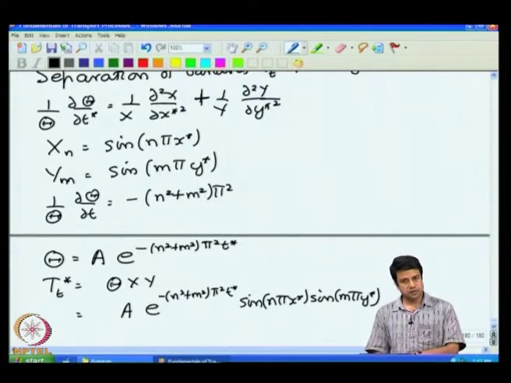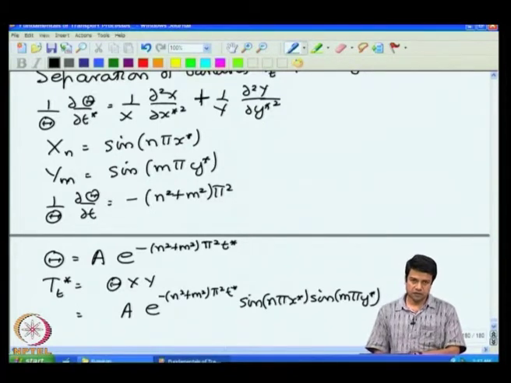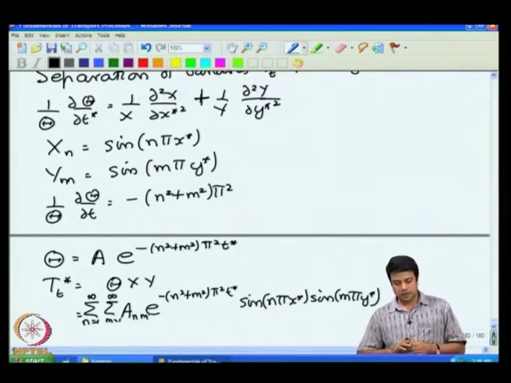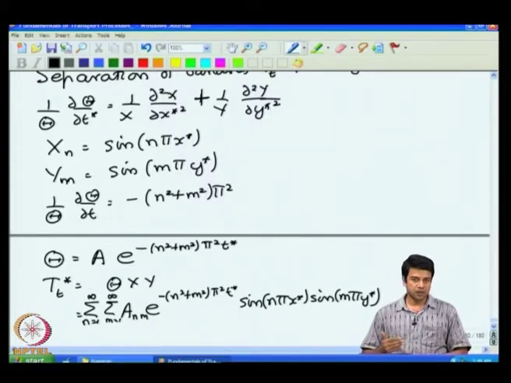That means that the most general solution is a summation over all values of n as well as over all values of m. So, the summation n is equal to 1 to infinity, summation m is equal to 1 to infinity of a n m. A n m is the coefficient, and then I have an exponential term and two functions, one basis function for the x direction, another basis function for the y direction. So, I have two basis functions here, one along the x direction and the other along the y direction, with two eigenvalues, n pi for the x direction and m pi for the y direction.